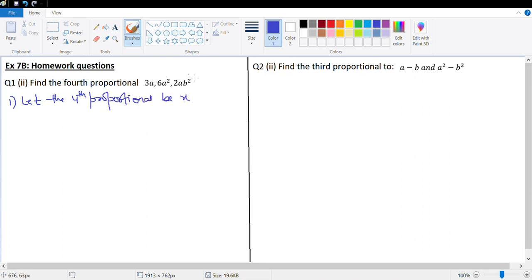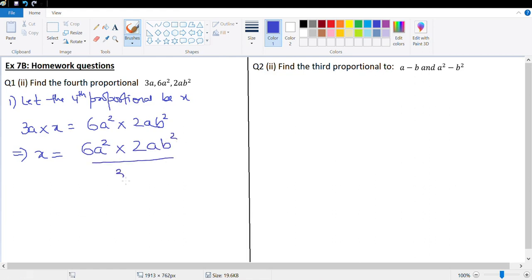So what we have is product of extremes, which means 3a into x would be equal to 6a square into 2ab square, which is product of means. Which means x, that's what we need to find, would be equal to 6a square multiplied with 2ab square divided by 3a. A and a gets cancelled, 3 1 3 2, which means 2 into 2, that's 4, a square b square. So that's our answer. The fourth proportional is 4a square b square.